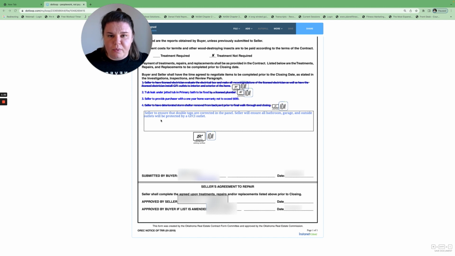This is how we rewrote the GFCIs on this TRR. Seller to ensure that double taps are corrected in the panel. So double taps in a panel, like if you're an electrician, you know, but basically it's like when too many wires are underneath one breaker. Seller will ensure all bathroom, garage, and outside outlets will be protected by a GFCI outlet. So that's how we came back from number 1 and changed it and negotiated that out so that the seller could make that repair in a way that was suitable for everybody.